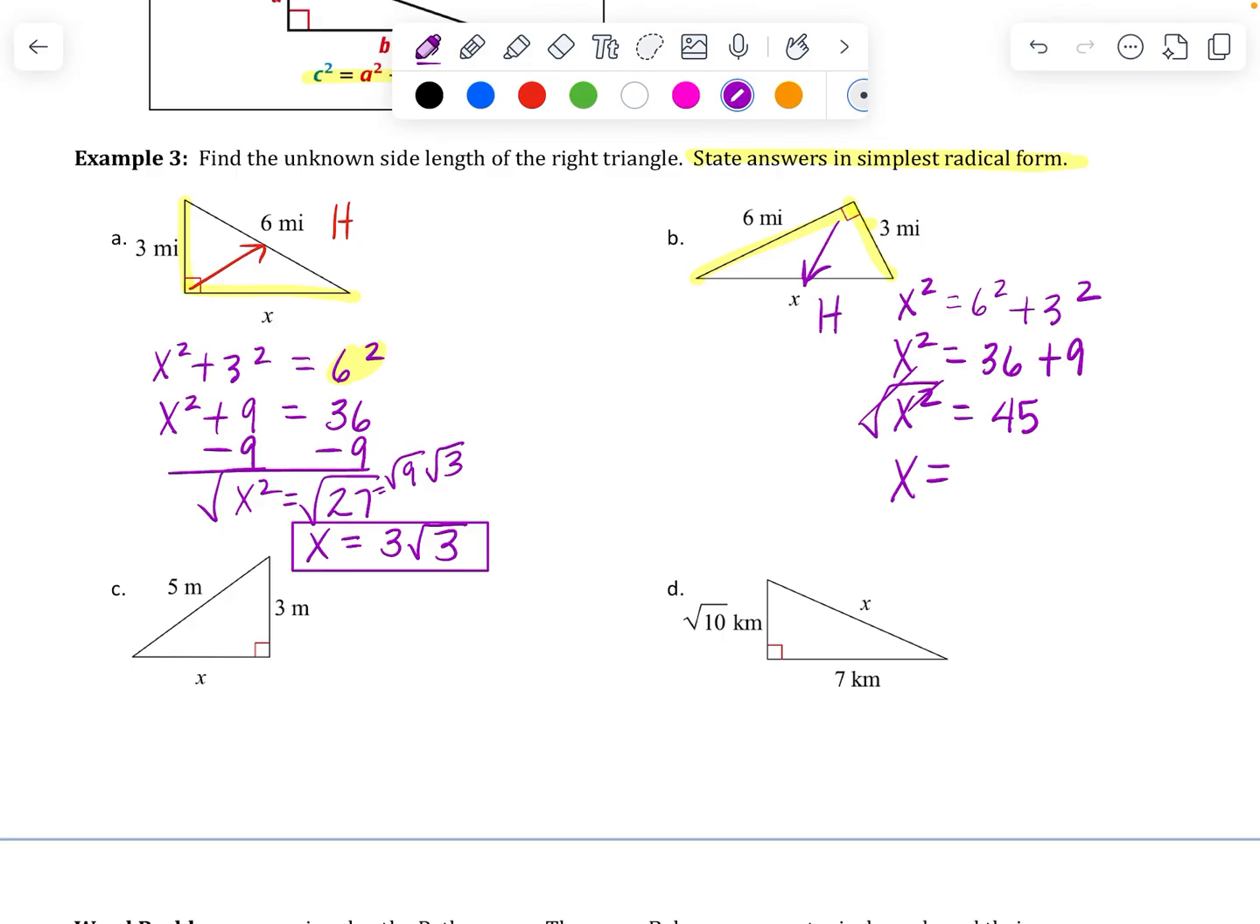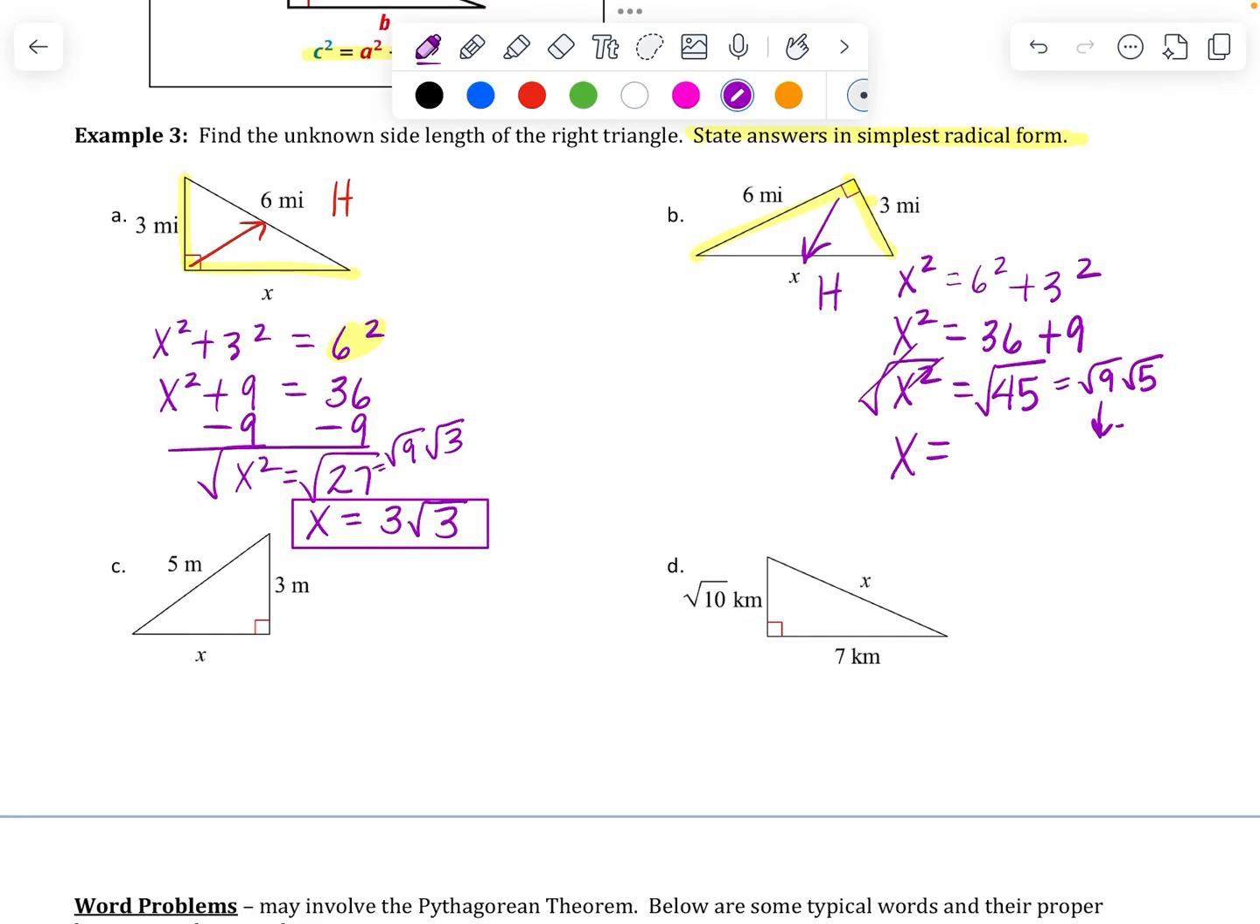But it's never, ever okay to just do an operation to one side of an equal sign. You got to do the same operation to the other side. So we would square root the x squared. We would also square root the 45. But you, again, can rewrite the square root of 45 as the square root of 9 times the square root of 5. The 9 will come out as a 3. So we end up with 3 square roots of 5 as our final answer.